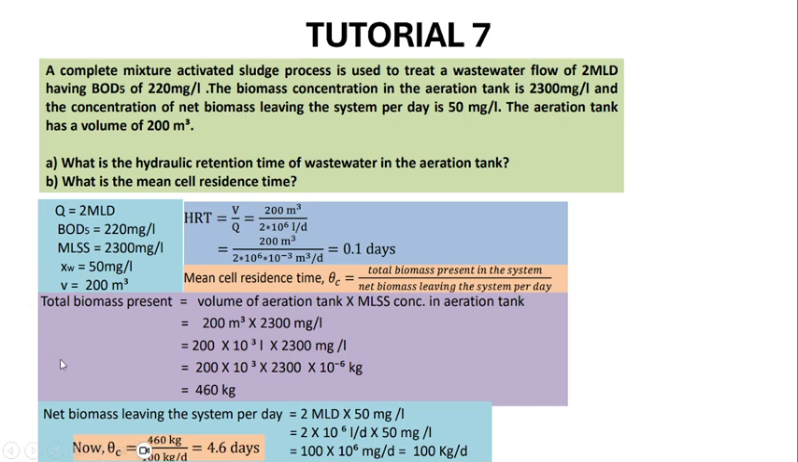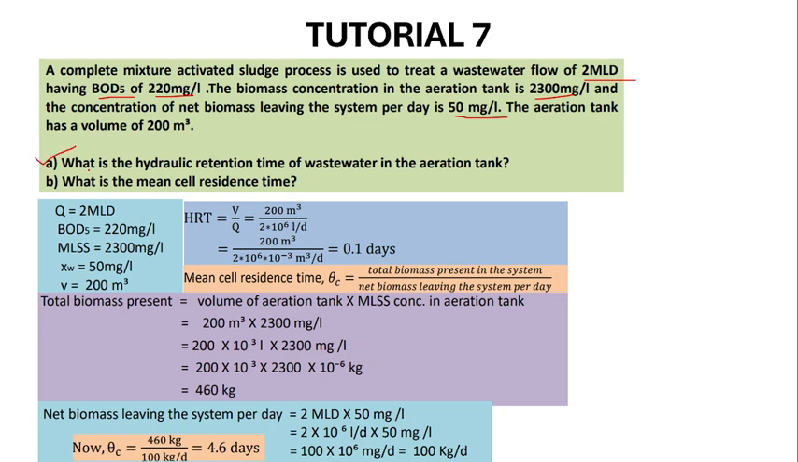So coming to the first question in tutorial 7, the question is: a complete mixture activated sludge process is used to treat a wastewater flow of 2 MLD having the BOD 5 of 220 mg per liter. The biomass concentration in the aeration tank is 2300 mg per liter and the concentration of net biomass leaving the system per day is 50 mg per liter. The aeration tank has a volume of 200 meter cube.